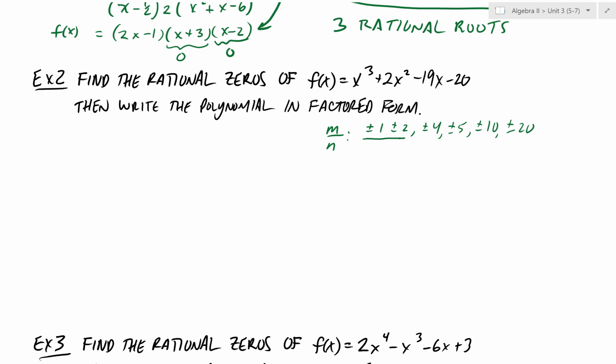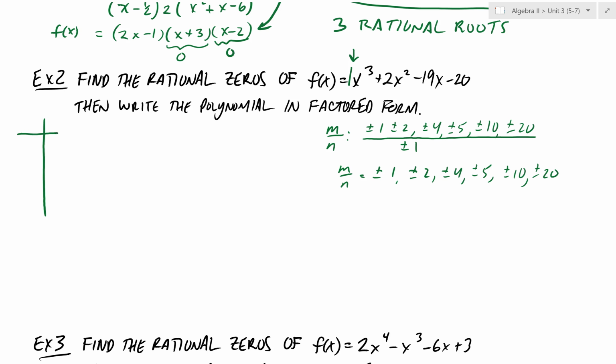Now that's quite a long list, but fortunately in the denominator, we look at the leading coefficient, and it's 1. So that means we only have plus and minus 1 in the denominator. So even though our list on top is pretty long, the list on the bottom is short, and so that means m over n could be plus and minus 1, plus and minus 2, plus and minus 4, plus and minus 5, plus and minus 10, or plus and minus 20. And so then we'll start trying those using the synthetic method.